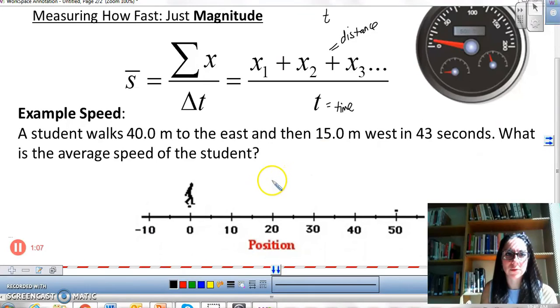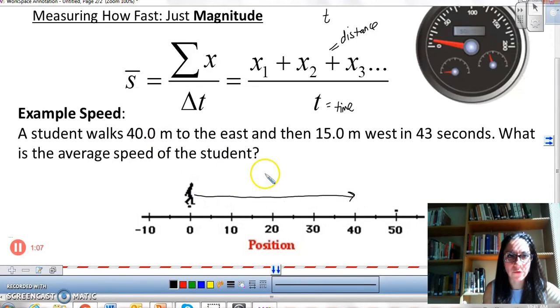Okay, so let's go down a little bit. So here's a quick calculation of finding the average speed of a student. In this case, we have a student that's going to walk forward like this, and they walk forward 40 meters east. And then they're going to walk 15 meters back, just like this. So the question asks, what's the average speed?